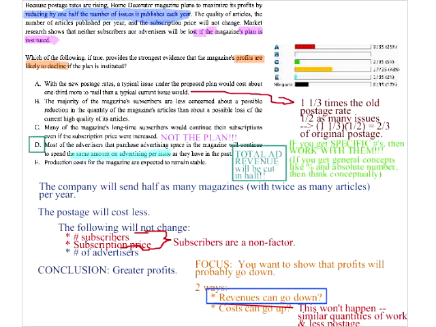So if you understand that these are the only ways that you could show declining profits, then you can quickly zero in on the answer.